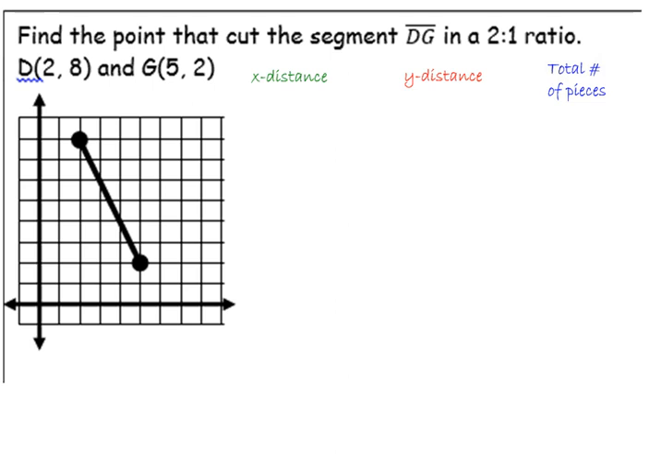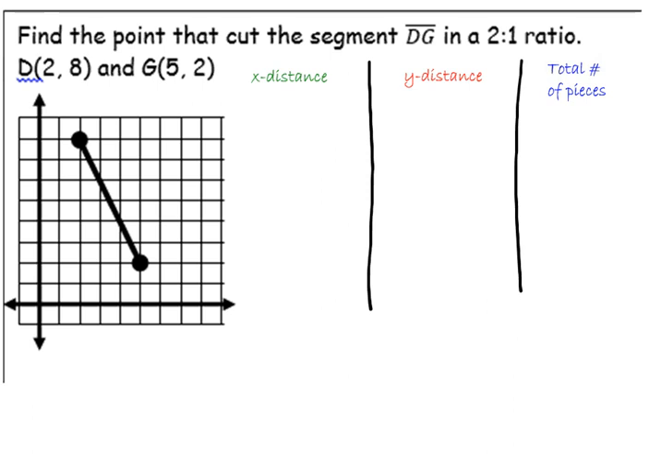Alright, y'all, we are going to finish up our foldable on partitioning with this last little bit. There's three things we need to make sure we know, right? And that's going to be finding the x distance, finding the y distance, and the total number of pieces. We're going to need that. Now, find the point that cuts the segment D to G into a 2-to-1 ratio.